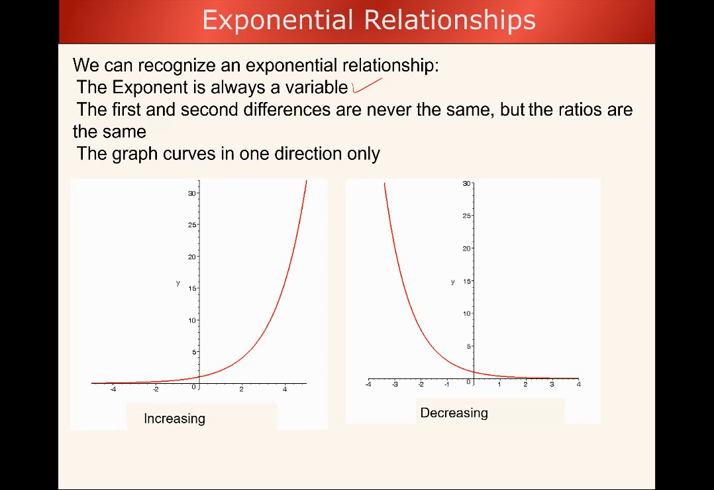The first and second differences, if you liked that method, are never the same, but the ratios are the same. And the curves only go in one direction. By one direction, I mean, you know how the quadratics can go like this or they can go like this. Not these guys. Either it's an exponential increase or an exponential decrease.